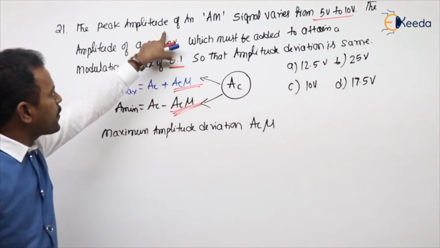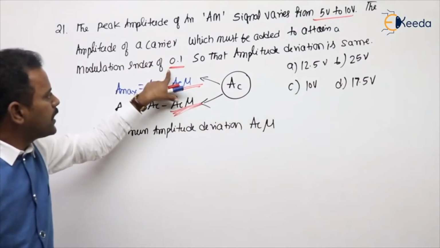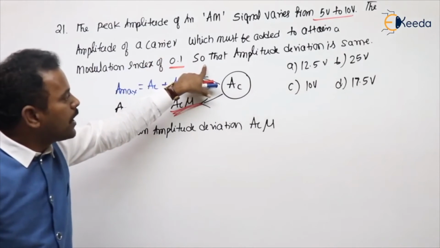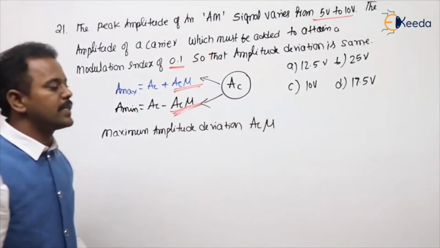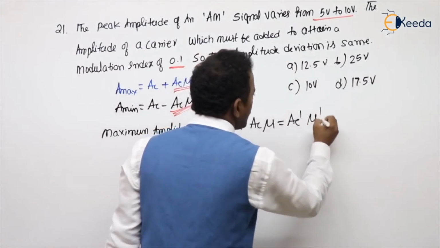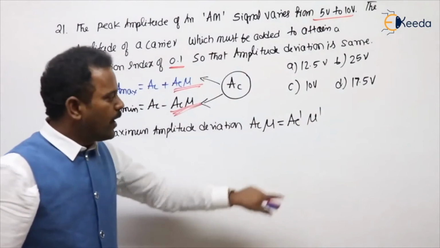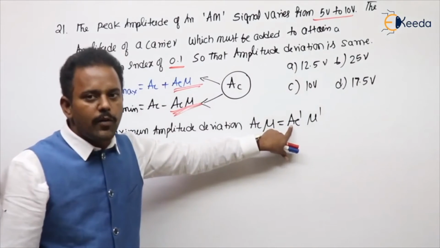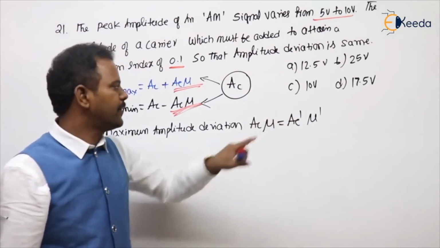What is he saying in this problem? We need to get this modulation index. How much carrier amplitude do we have to add, so that the maximum amplitude deviation is the same in the second case also? So let's take AC dash mu dash. What is this AC dash? The total value after adding. From there we will subtract.